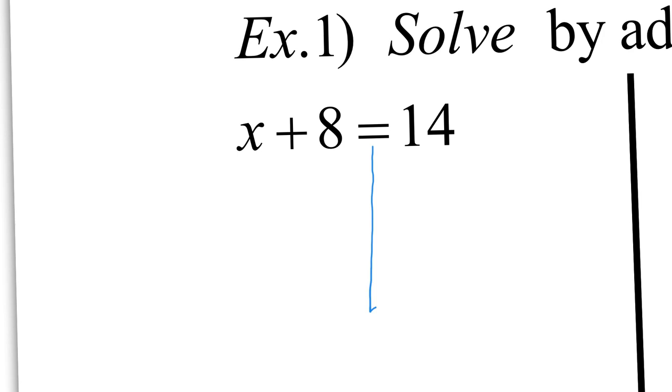So we go to step number 2. And step number 2 is when you get the variable on the same side and you do the opposite. So this is the left side. This is the variable. There's the constant.